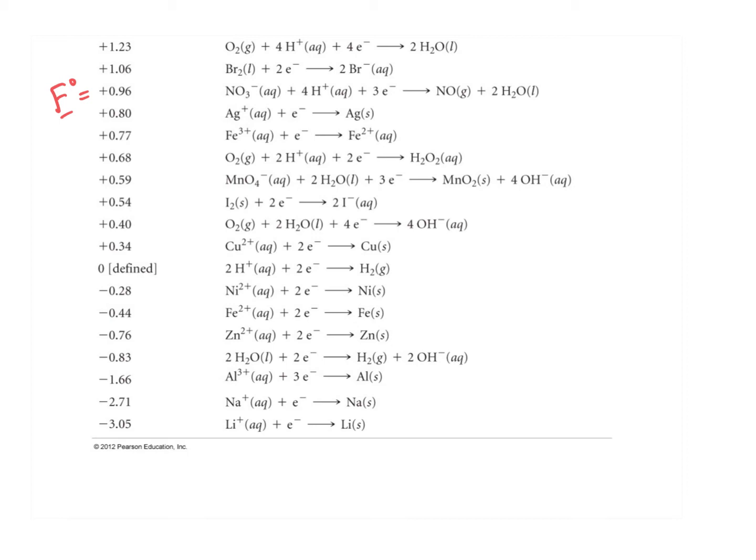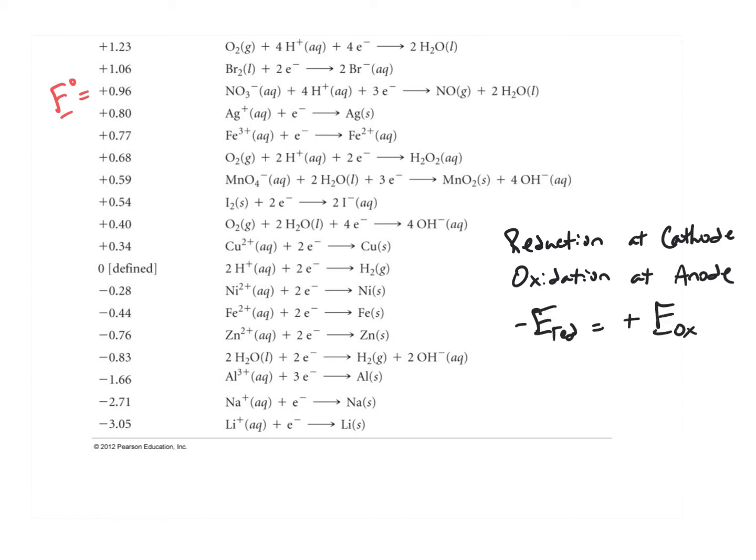And so the first metal you see on this list is silver, and it's got a positive 0.80. The more positive it is, the more likely it is to be the cathode in a voltaic cell. But as you go down the list, once you get into the negative numbers, these are metals that are more likely to be the anode, because as we remember, oxidation happens at the anode, and if you have a negative reduction potential, that means you have a positive oxidation potential.